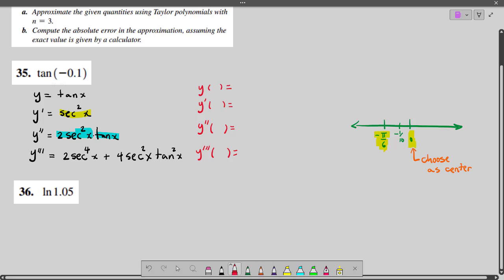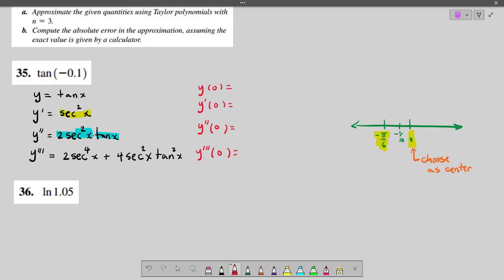So now we just evaluate the function and all of its derivatives at 0. What's tangent of 0? 0. Tan of 0 is 0. Secant squared of 0? Is that undefined? No. Secant is 1 over cosine. Cosine of 0 is 1, so secant of 0 is 1, and if we square that, 1.